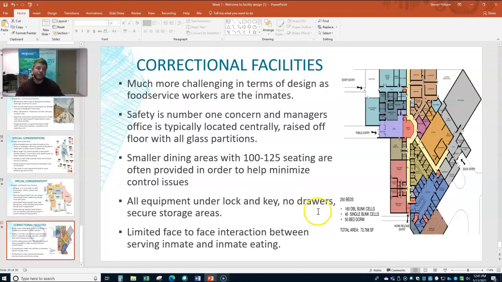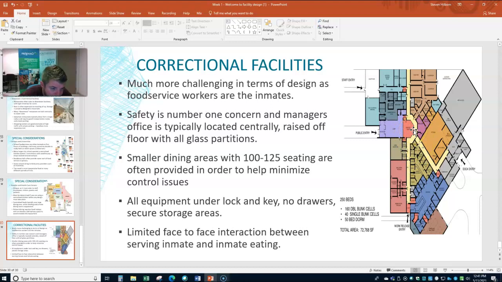And then the last one that I want to just bring up is correctional facilities. So this can be very challenging because we have at minimum 3 meals a day that we must serve to all of the inmates. As well, the food service workers are often the inmates or can be the inmates. So safety is the number one concern, and a manager's office is typically located centrally, raised off the floor with glass partitions. And I think I can show you the control room right here.